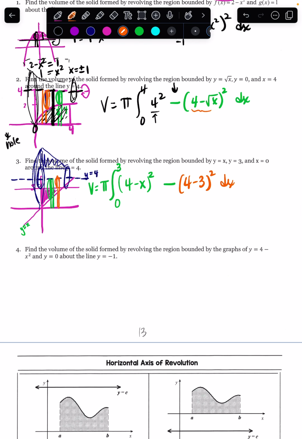All right, last one. So we have 4 minus x squared, y equals 0, so that's your x-axis. Oh, so that's the whole region. We revolved around the line y equals -1. So this is y equals -1. We're rotating around that line. So what does that look like?